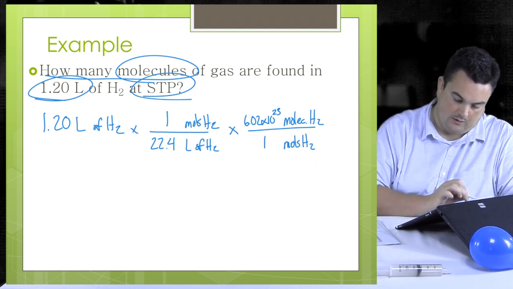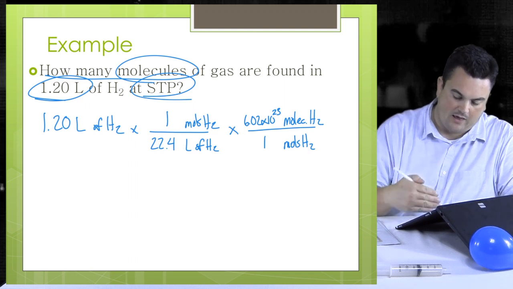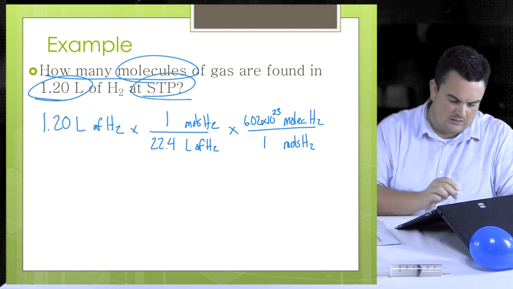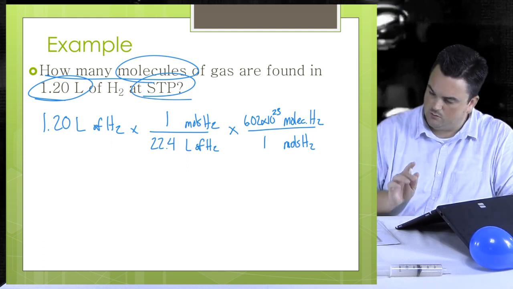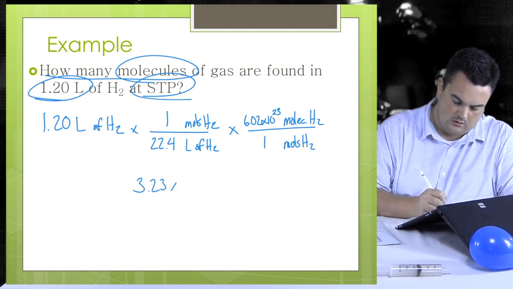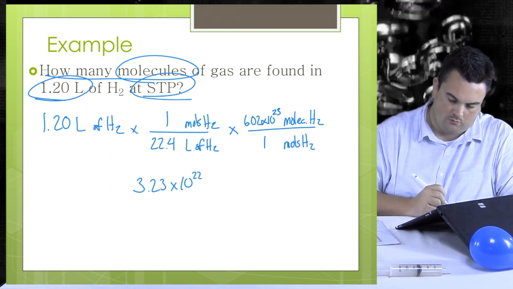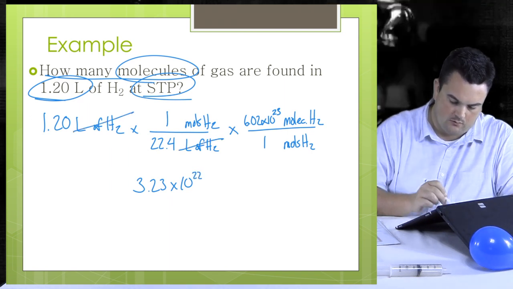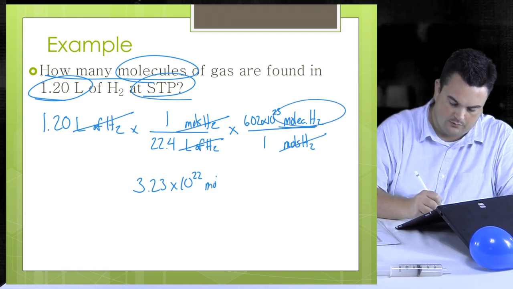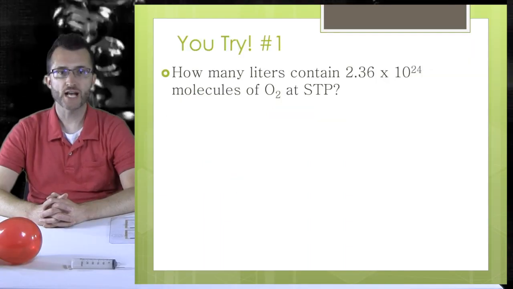So when I multiply 1.20 by 6.02 times 10 to the 23rd, and divide it by 22.4, I get 3 sig figs because of the 1.20. Good. So 3.23 times 10 to the 22nd. And that would be, liters cancel out, moles cancel out, I'm left with molecules, so my unit is molecules H2. Well done.